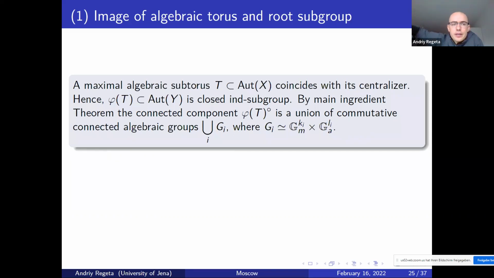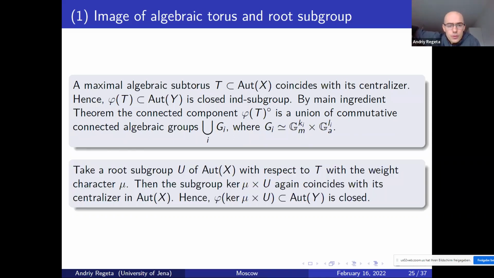Now, by the main ingredient theorem, the connected component of phi of T naught is a union of commutative connected algebraic subgroups G_i. And of course, each commutative connected algebraic subgroup is isomorphic to the product of an algebraic torus and some commutative unipotent group. This is true only over characteristic 0, of course. If we go to positive characteristic, then unipotent groups look much more complicated.